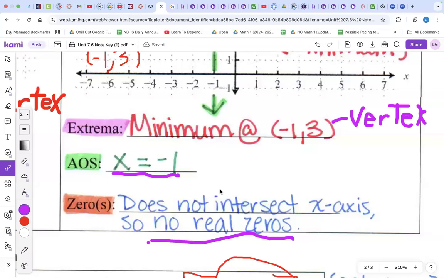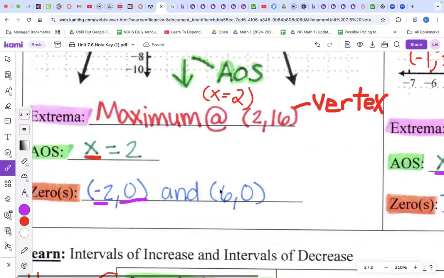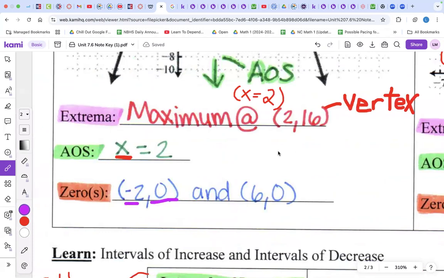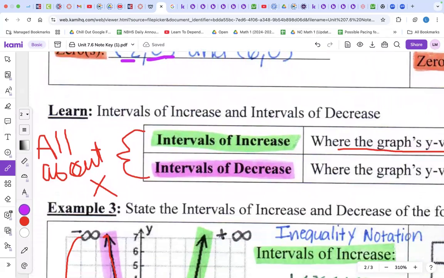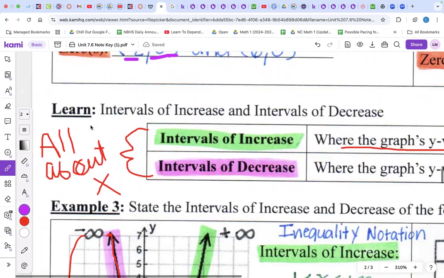All right, so let's continue on and note each one of these sections has been divided to deal only with just that little bit, so we don't give you too much at one time. Now we're going to look at your intervals of increase and intervals of decrease. And I need you to write all about x. It is all about the x. The y is not involved, even though it's going to look like it. Both of these are only about x. It has nothing whatsoever to do with the y, but it's going to look like it does, but it doesn't.